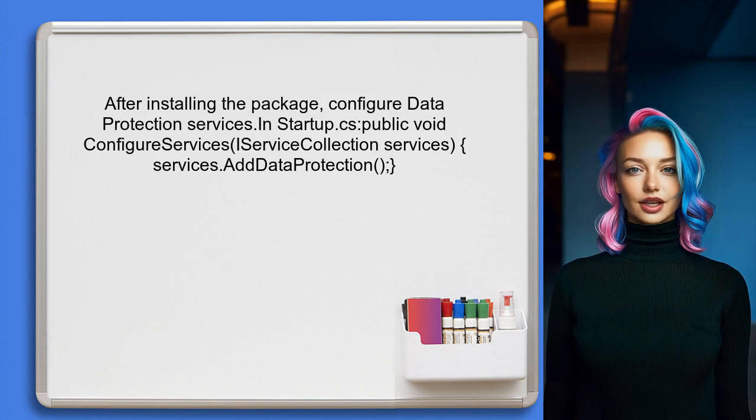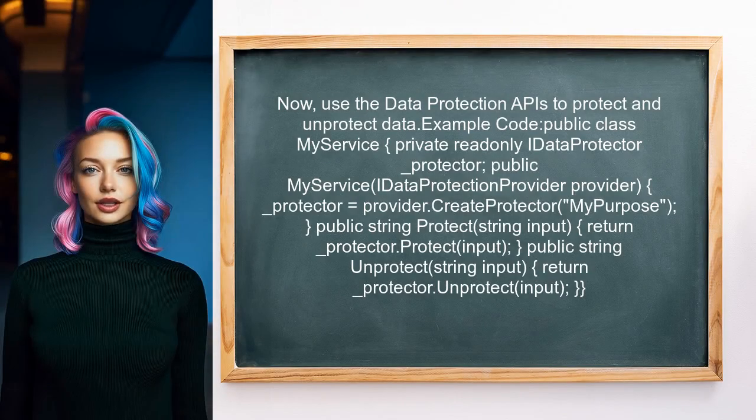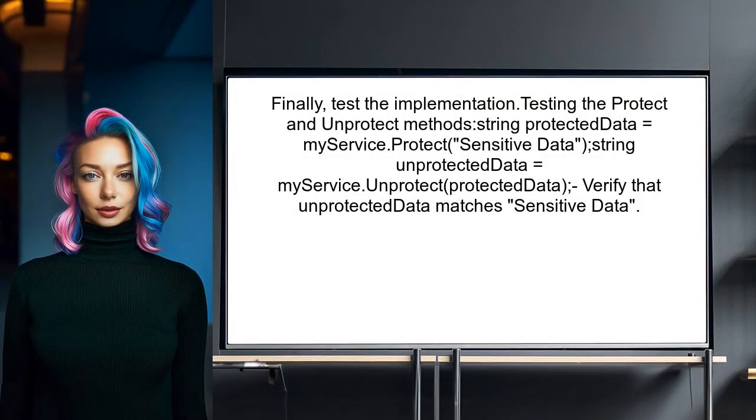After installing the package, the user should configure the data protection services in the startup class. This involves adding the services to the service collection. Now the user can use the data protection APIs to protect and unprotect data. This is done by injecting the IDataProtector interface into their classes. Finally, the user should test the implementation to ensure that the data is being protected and unprotected correctly. This can be done by calling the Protect and Unprotect methods.